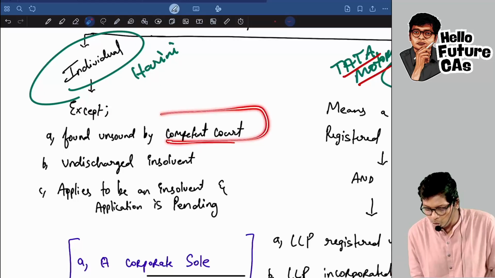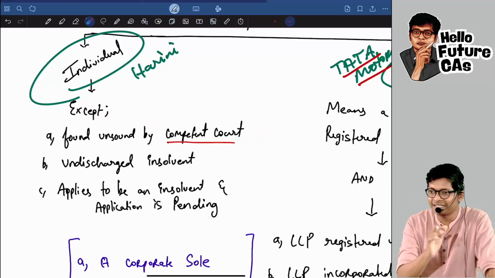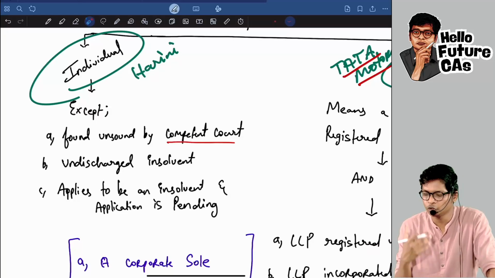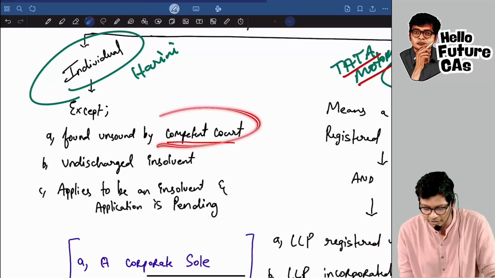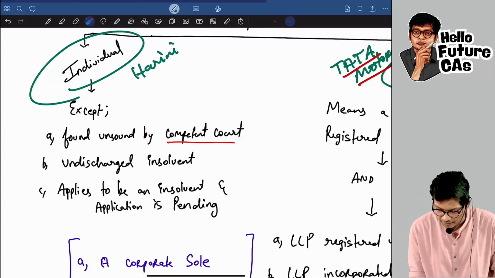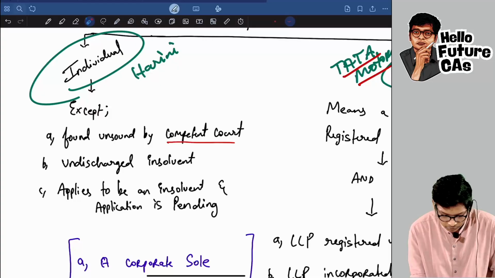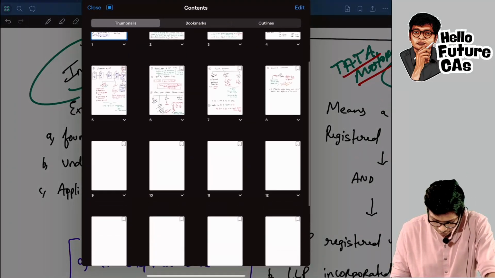Here, the court should declare you unsound. It should be declared officially, like a newspaper announcement, that Harini is unsound. Okay, don't write newspaper, that was just an example. The court should declare that, a court certificate. Then let me just open a rough note to write points.